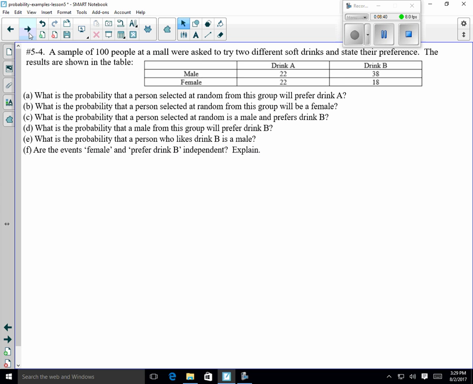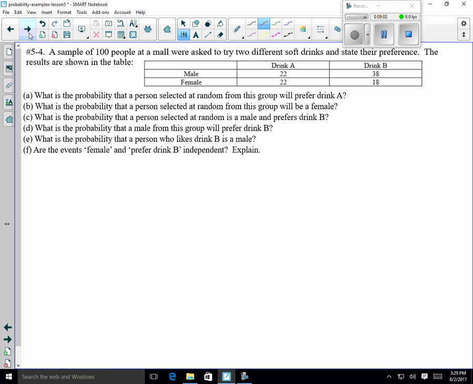Okay, what's the probability that a person selected at random from this group will prefer A, will be female, is a male and prefers B? So these are different kinds of combinations of things here. Whenever we're given a table like this, actually, go ahead and pause the video, give it a try, and then unpause.